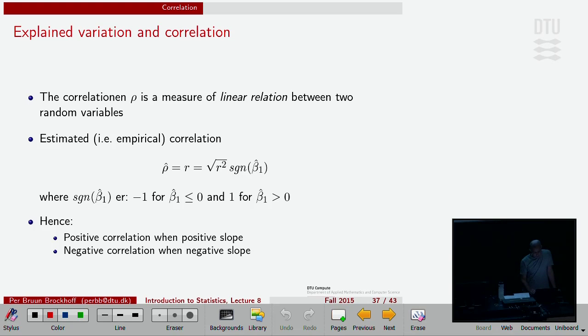There is a link, we're not going to dwell on this a lot, between the correlation and the slope. The correlation is a measure of linear relation, as I told you. When the correlation is negative, the slope is negative, and when the slope is positive, the correlation is positive. They have the same sign because the slope tells us, using the units of x and y, how y relates to x. The correlation is a unitless measure of the same thing.